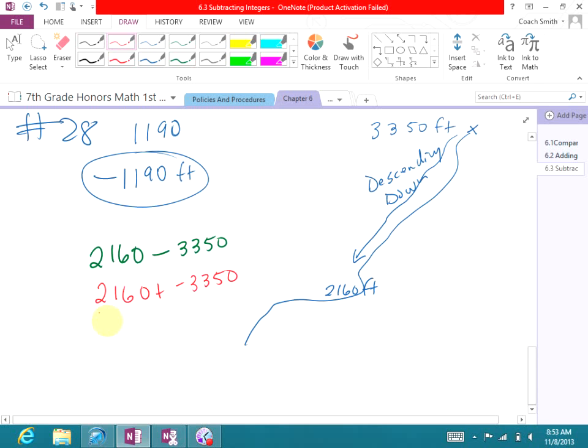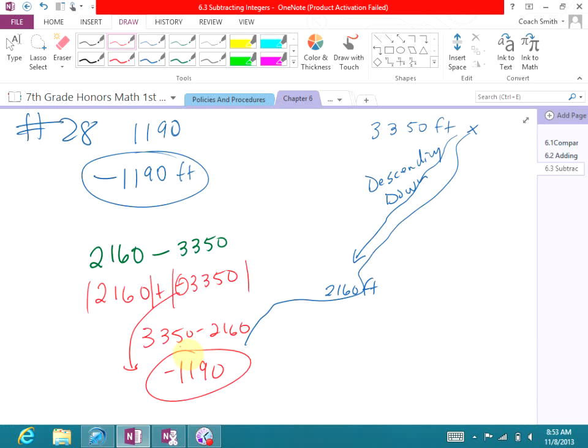Okay, and then you would take the absolute value of the two, and you would subtract their absolute values and get 1,190, and then the larger one is negative, and so you would say negative 1,190 feet. Okay. No, it's negative. That's why I circled the negative. Okay, now the explanation is since it's negative, you're going down. Since it's a negative change in elevation, you're going down.